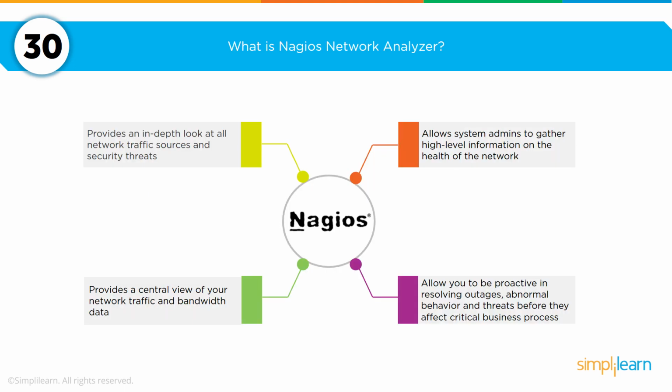So what is the Nagios Network Analyzer? And again, hold out your 4 fingers because there are 4 options here. The Nagios Network Analyzer, 1, provides an in-depth look at all your network traffic sources and security threats. 2, allows system admins to gather high-level information on the health of your network. 3, provides a central view of your network traffic and bandwidth data. And 4, allows you to be proactive in resolving outages, abnormal behavior, and threats before they affect critical business processes.